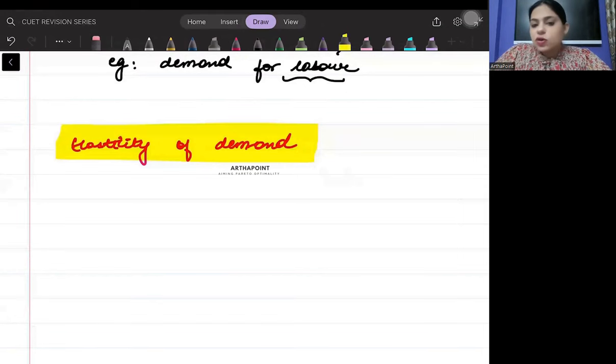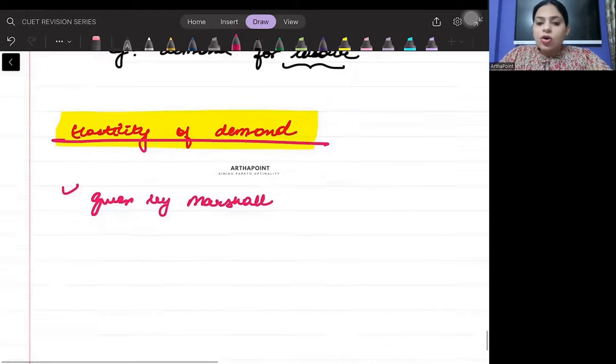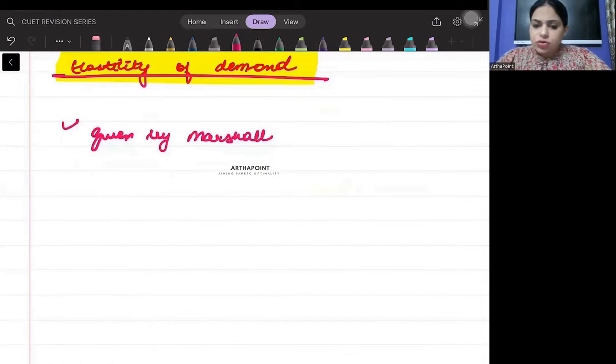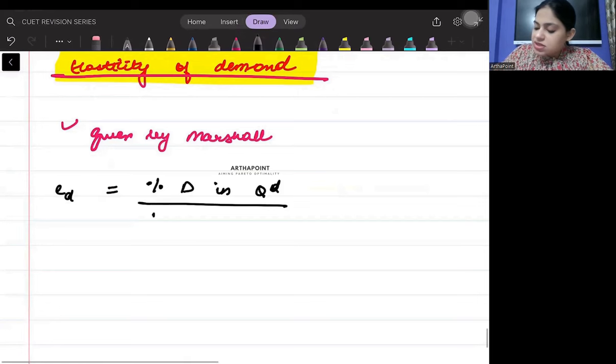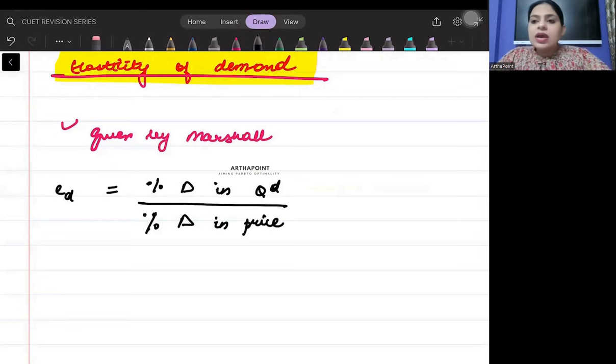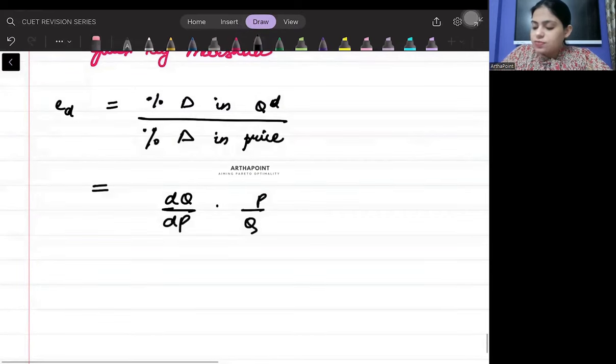But elasticity of demand, again, this concept was given by Marshall. Right? और इसके बहुत सारे फॉर्मूलाज हैं, तो बेसिक पहले समझ लेते हैं. इलास्टिसिटी ऑफ डिमांड बताता है परसेंटेज चेंज इन क्वांटिटी डिमांडेड ड्यू टू परसेंटेज चेंज इन प्राइस. इसी इलास्टिसिटी ऑफ डिमांड को वी कैन राइट इट एज dq by dp into p by q.